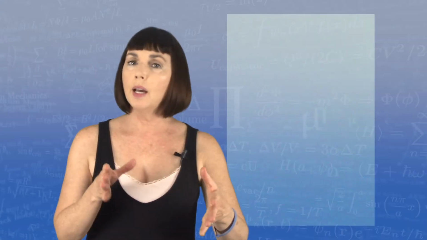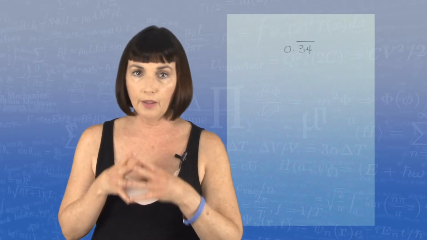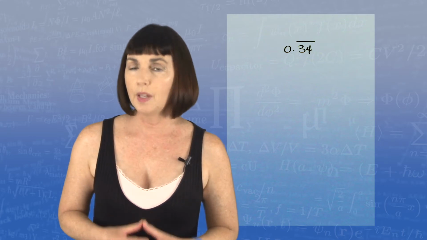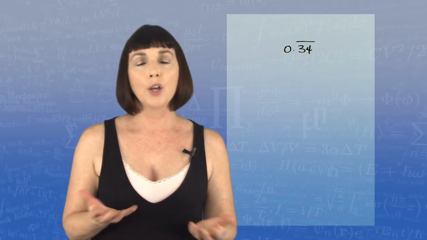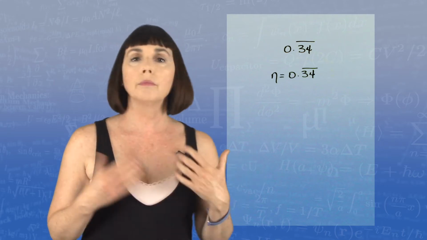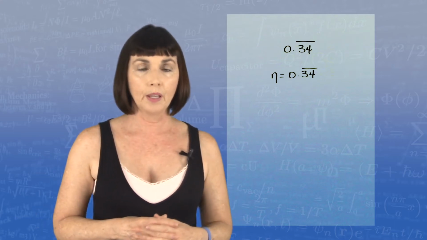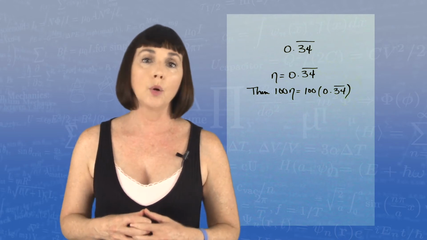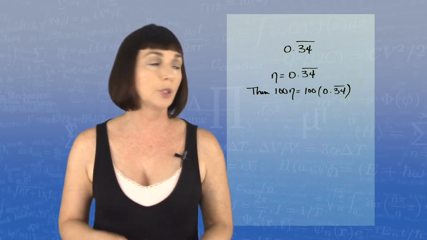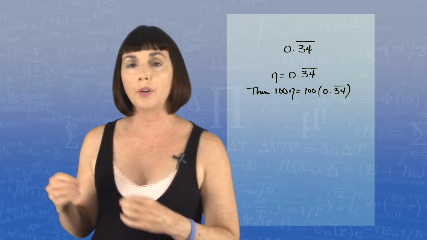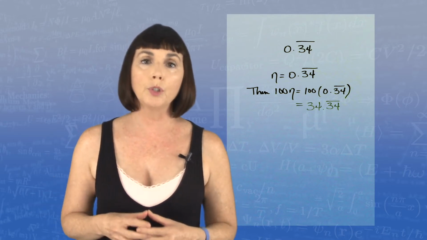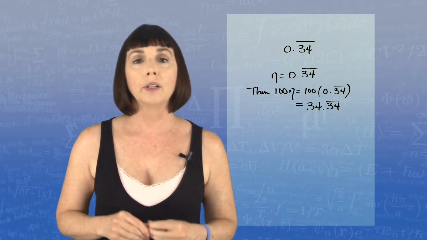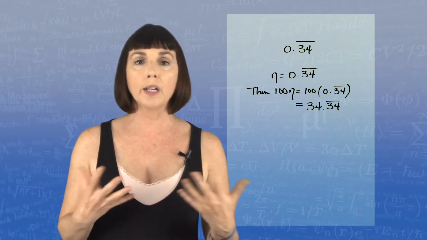Now, what if we have a decimal value like this, 0.34 repeating? What do we do there? All right, there's a little process for this. So we're going to call n 0.34 repeating. Then if I were to multiply n by 100, so 100 times n would be equal to 100 times 0.34 repeating, that would be equal to 34.34 repeating.